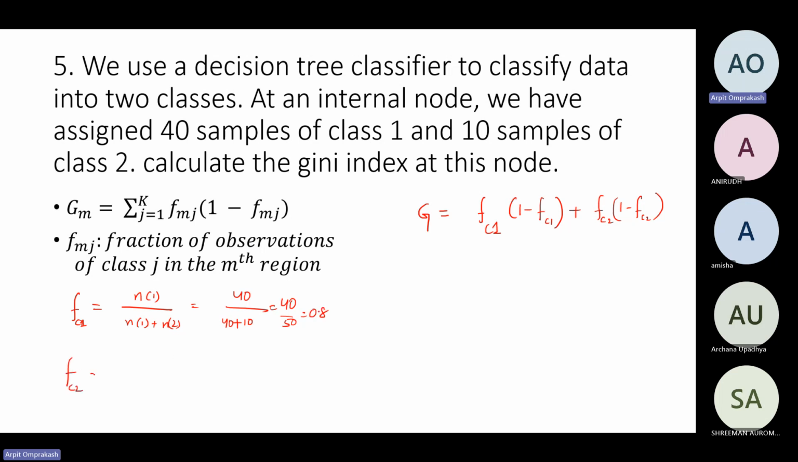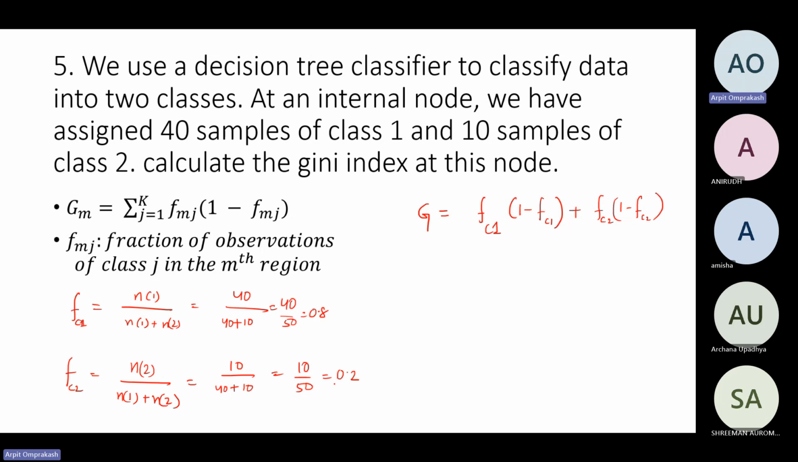Frequency of class 2, or the fraction of class 2, is the number of observations of class 2 divided by the number of observations of class 1 plus the number of observations of class 2. That is 10 divided by 40 plus 10, which is 10 by 50, which is 0.2.